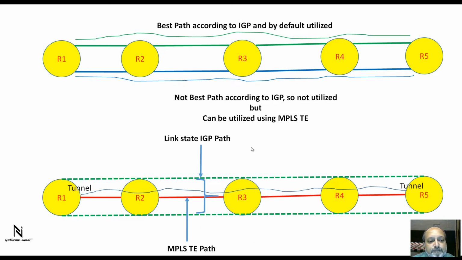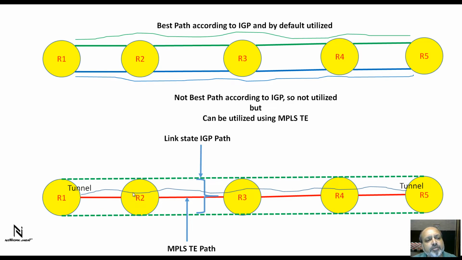So let us visit this picture. Now, in this picture here, R1, R2, R3, R4, and R5 are entirely under the domain of a particular link state IGP, right? So this entire domain, the space that is confined between these two green dotted lines, represents a particular link state IGP domain, right?